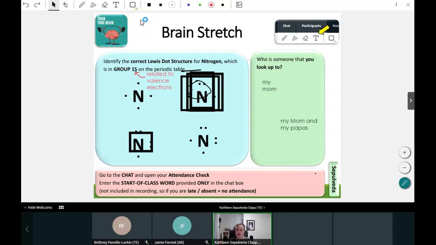So let us begin. Identify the correct Lewis dot structure for nitrogen, which is in group 15 on the periodic table. Remember, group 15 tells us that there are 5 valence electrons. So we have to go ahead and do our Lewis dot structure. Remember, our Lewis dot structure goes first all the way around, and then we start pairing them up.